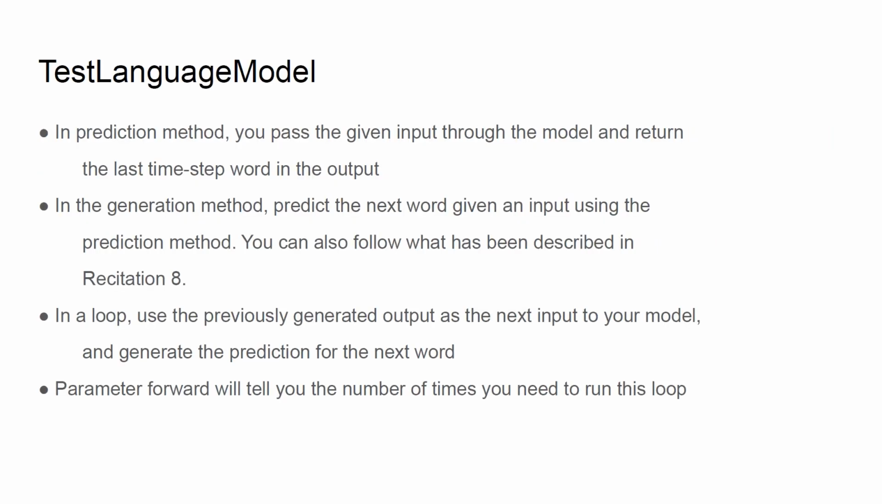For the test language model class, there are 2 methods. One is the prediction and the other is generation. In the prediction method, you will pass the given input through the model and return the last time step word in the output. In the generation method, predict the next word given an input using the prediction method. You can also follow what has been described in recitation 8. In a loop, use the previously generated output as the next input to your model and generate the prediction for the next word. The parameter for forward will tell you the number of times you need to run this loop.